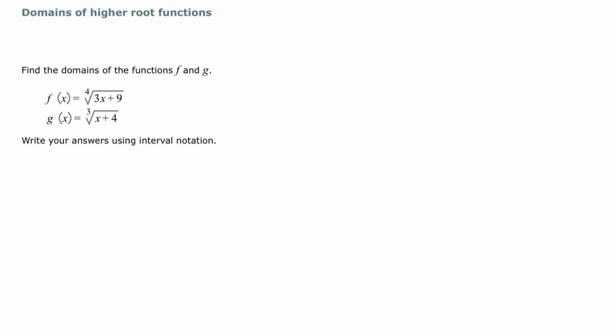So let's do the domain of f of x. Finding the domain of f. Because f of x has an even root, we're going to start off like this. We take 3x plus 9 is greater than or equal to 0. And then subtract 9, 3x is greater than or equal to negative 9, and divide both sides by 3. And we get x is greater than or equal to negative 3.